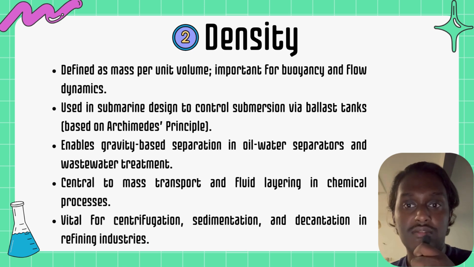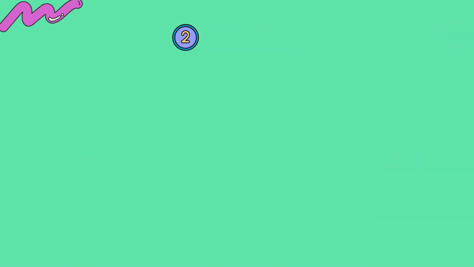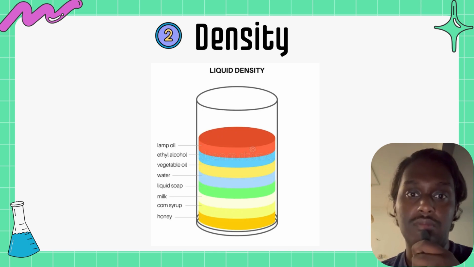It is also central to mass transport and fluid layering in chemical processes. And finally, it is also vital for centrifugation, sedimentation, and decantation in refining industries. Density plays a huge role in engineering industry. Here we can see the liquid density of multiple materials. The lower the density, the higher it will be in the beaker.